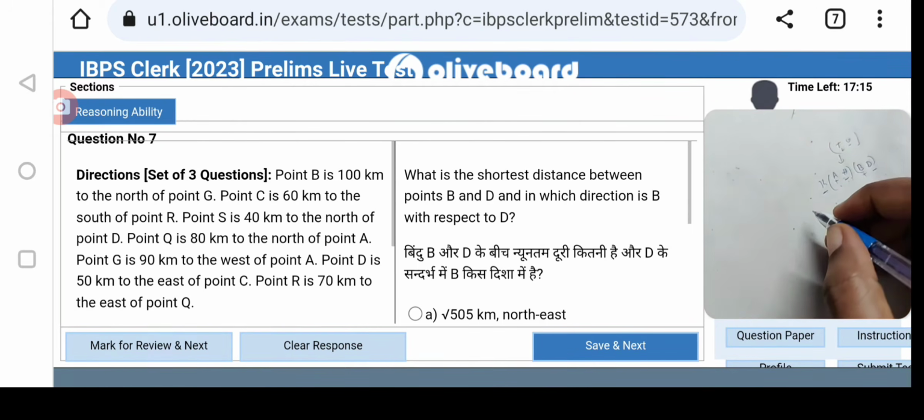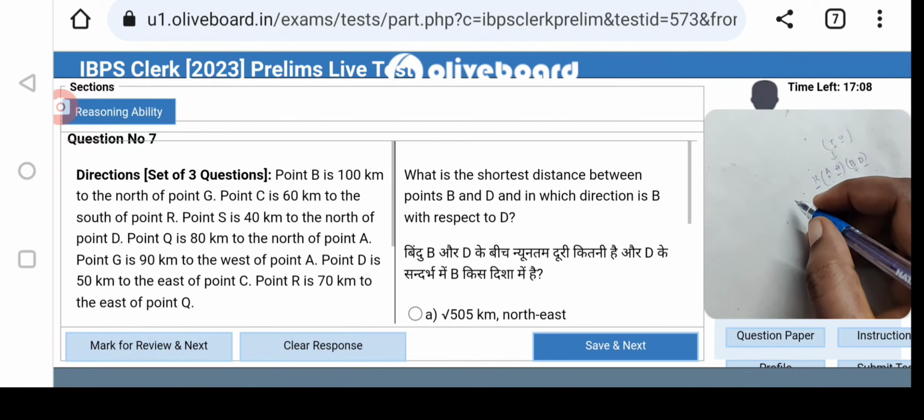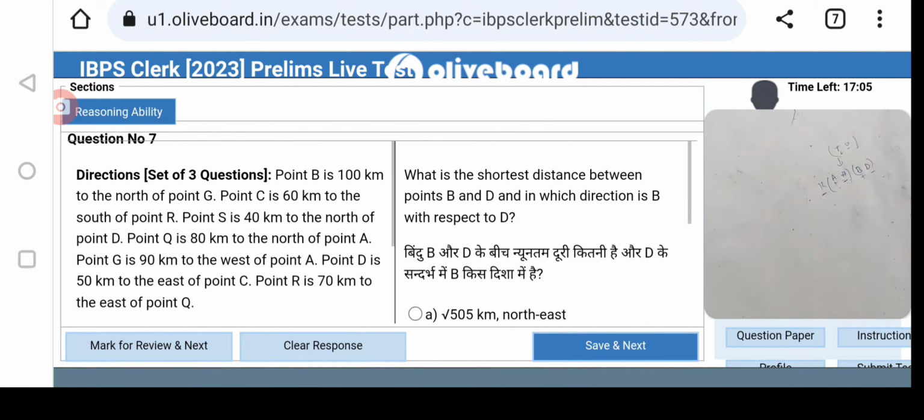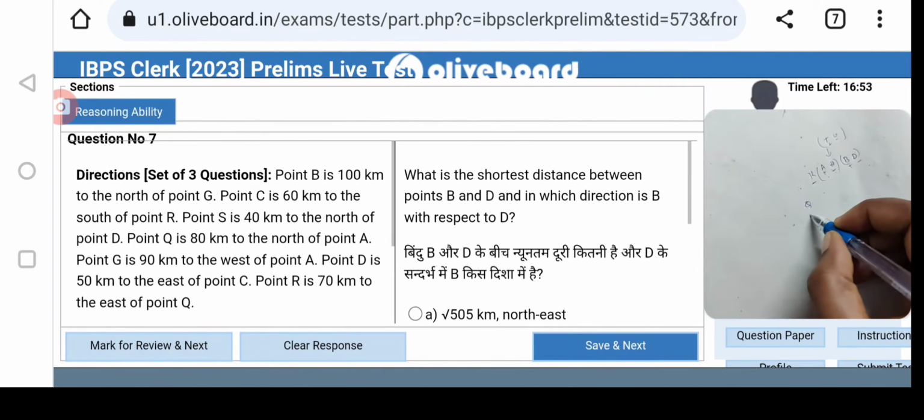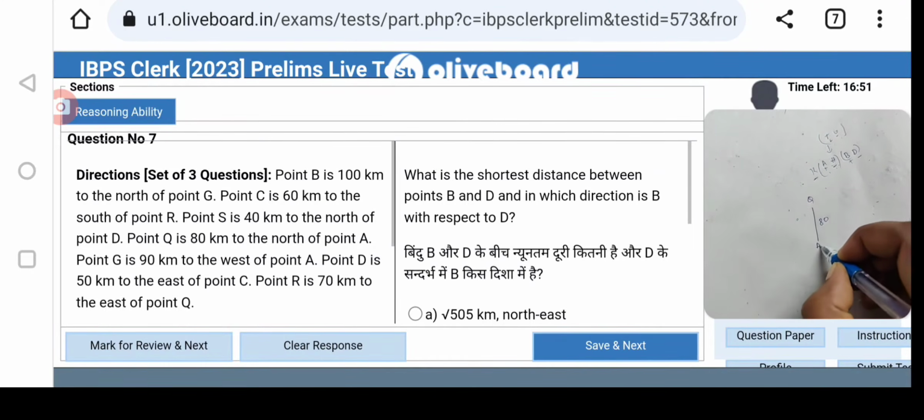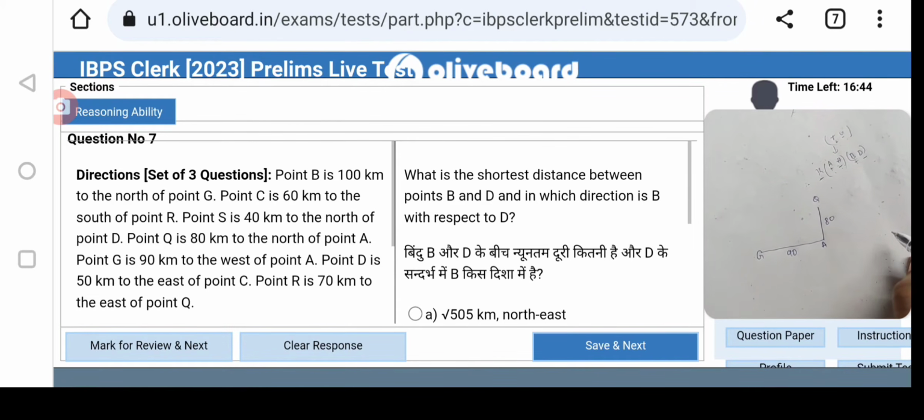Next one, so B is 100 kilometers to the north of G. C is 60 kilometers south of R. S is 40 kilometers north of D. So here Q is 80 kilometers north of A and G is 90 kilometers west of A and R is 70 kilometers east of Q.